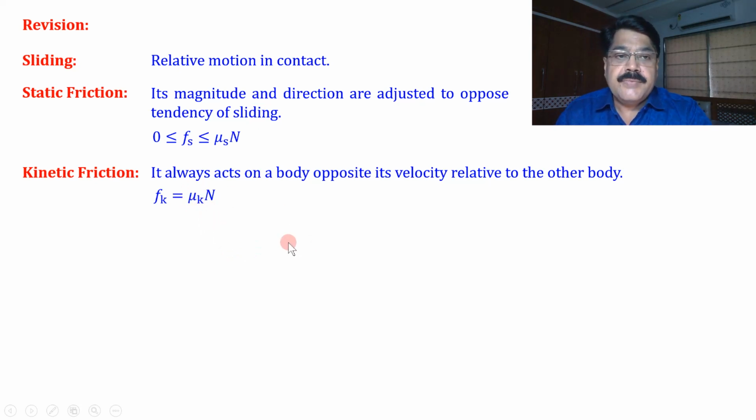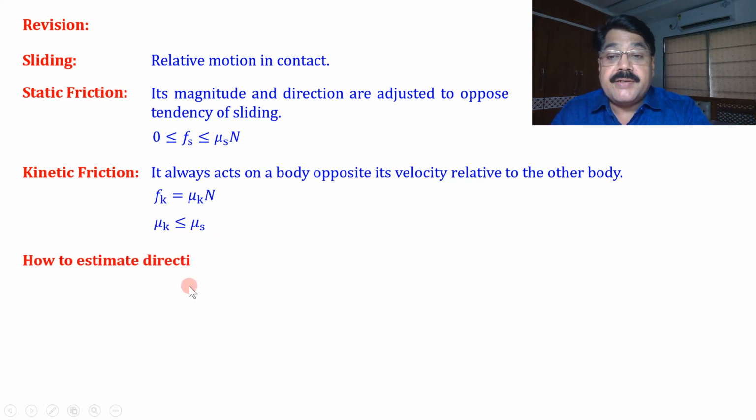So for kinetic friction, where it will act, in what direction, and what its magnitude will be, this decision is very straightforward. But you have to think very critically in the case of static friction because it is self-adjusting. It opposes the tendency of sliding, and the tendency of sliding is not visible. In some cases it will be apparent, in some cases it will not, and where it is not apparent, care has to be taken to decide the sense of the tendency of sliding. Again, one thing: mu k, the coefficient of kinetic friction, is always less than or equal to mu s, the coefficient of static friction.